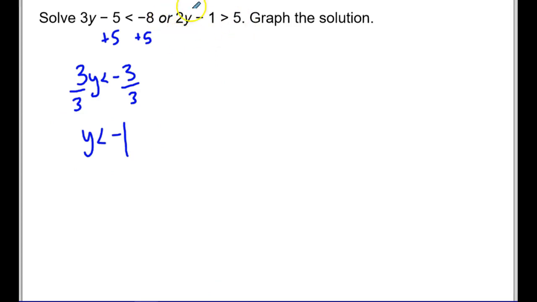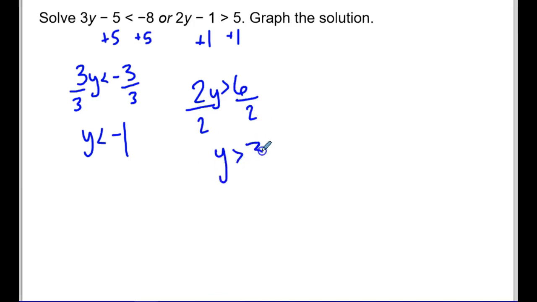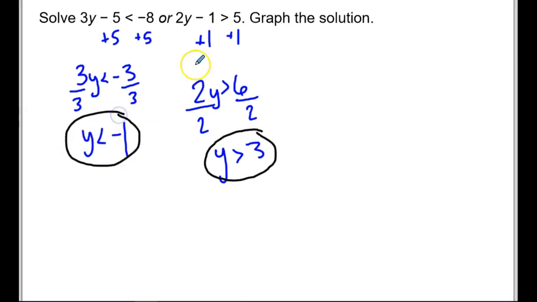So now you have to look at the second piece of the "or" statement and solve for the y there. So I add 1 to both sides. So 2y is greater than 6. Again, I divide by that 2. Since it's positive, nothing changes. So here are my two statements that I'm going to be graphing, right? So this is my "or". So y is less than negative 1 or y is greater than 3.